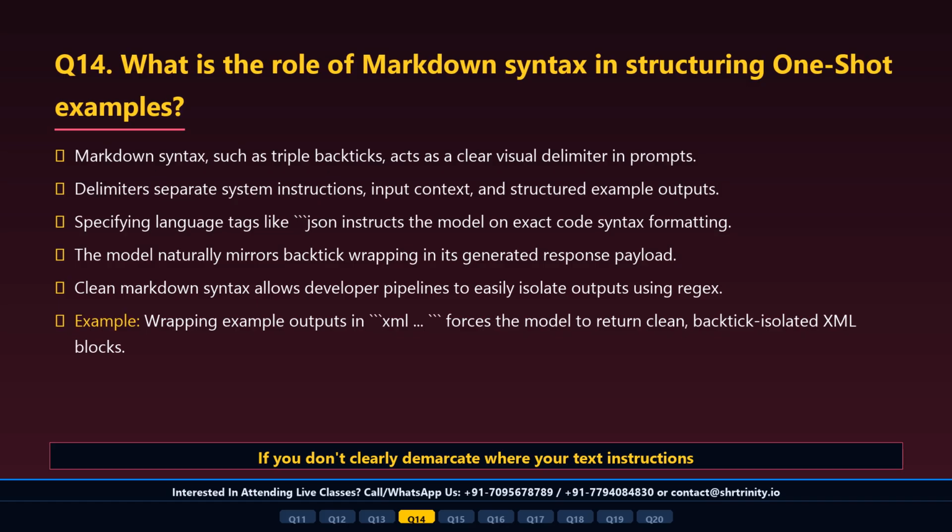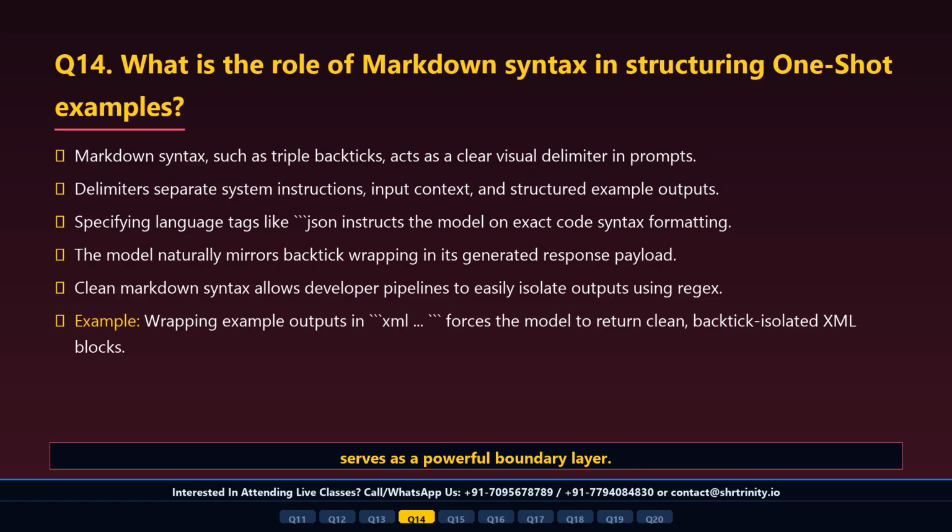Markdown syntax, especially code blocks created with triple backticks, serves as a powerful boundary layer. When you wrap your example in triple backticks, for instance, using triple backticks with a JSON or XML language tag, you are giving the transformer model a distinct contextual fence. The model recognizes the sequence as a code container and learns that its output must also be wrapped inside matching backticks. Let's look at our example using XML.